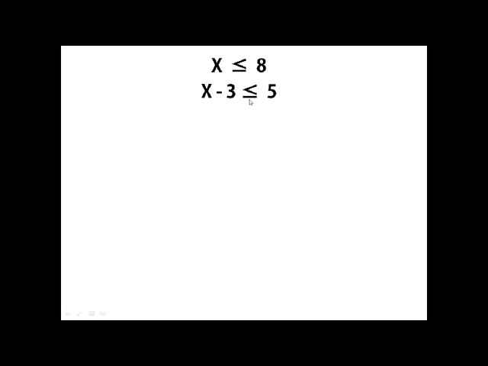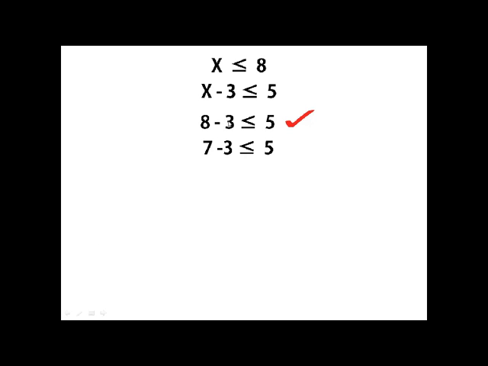This is our original equation. This is our solution. Plug in x is less than or equal to 8 for x. And there we have x minus 3, in this case we can use the number 8 because it is less than or equal to. So we have 8 minus 3 is less than or equal to 5. That is true because this side equals 5 and this side equals 5, correct?